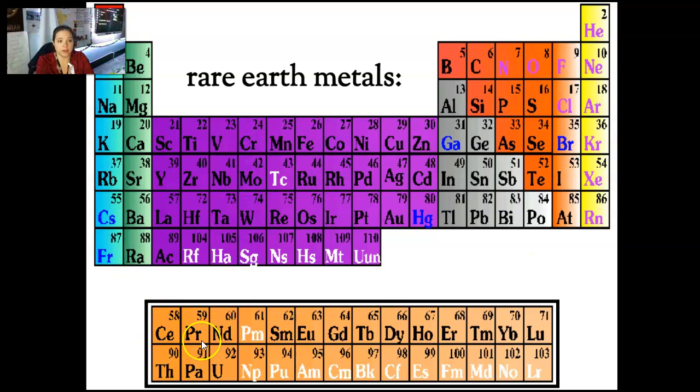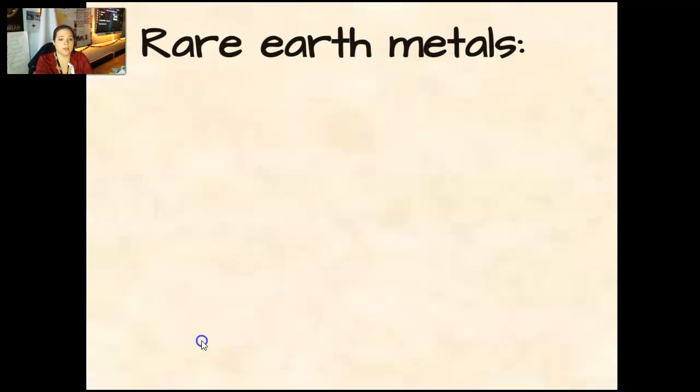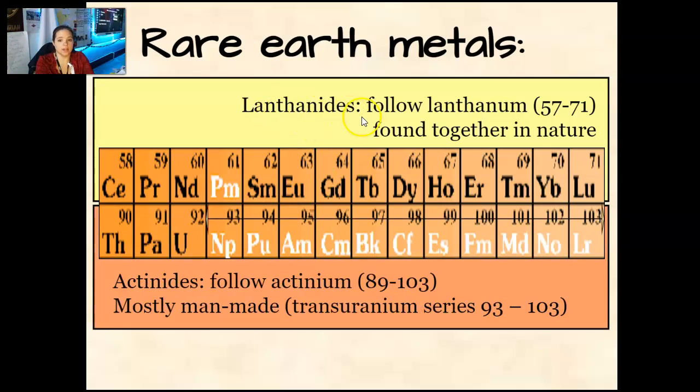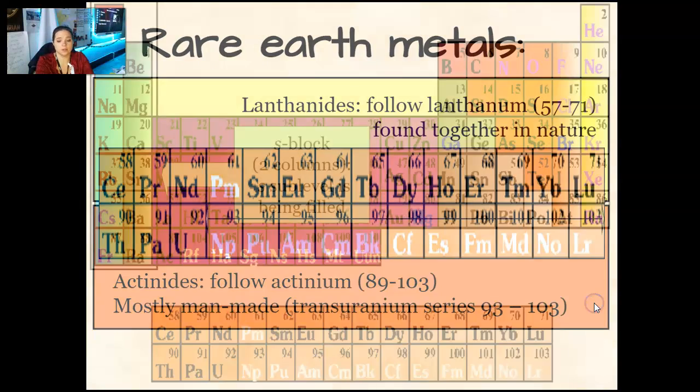Okay, so now we have the rare earth metals. These are down here. These are the actinide and lanthanide series. So lanthanides follow 57 through 71, this top one, and they're found together in nature. Where the actinides from 89 to 103 are mostly man-made. And they're the transuranium series.